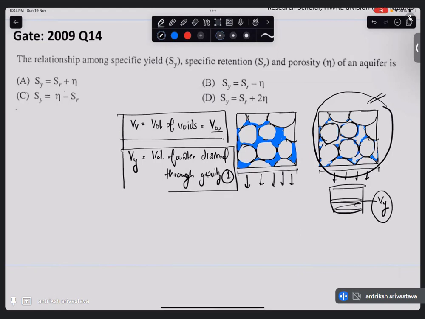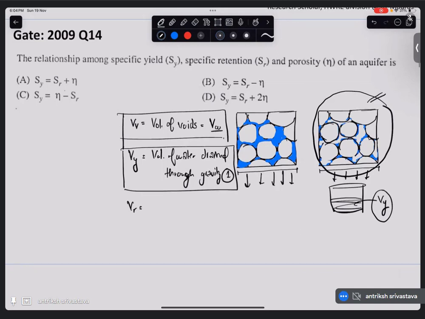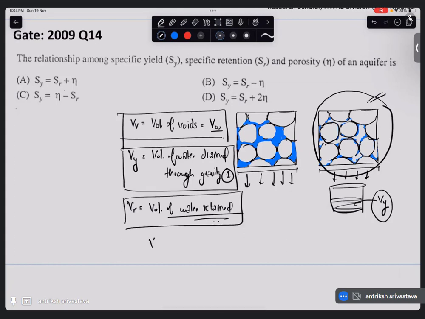All right. So then what about Vr? Let's call Vr the water which is still inside, the volume of water retained. So this is Vr. What do we know? We know that the total volume of water is the sum of Vy plus Vr. And this is also equal to the volume of voids.